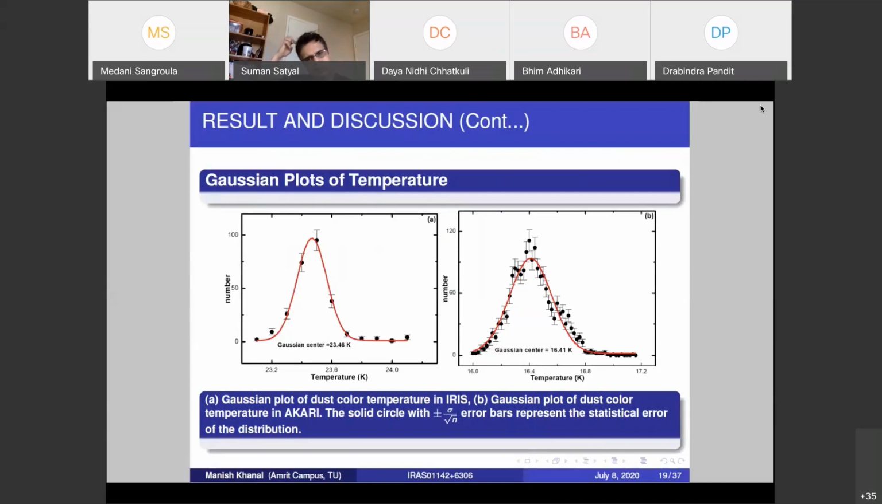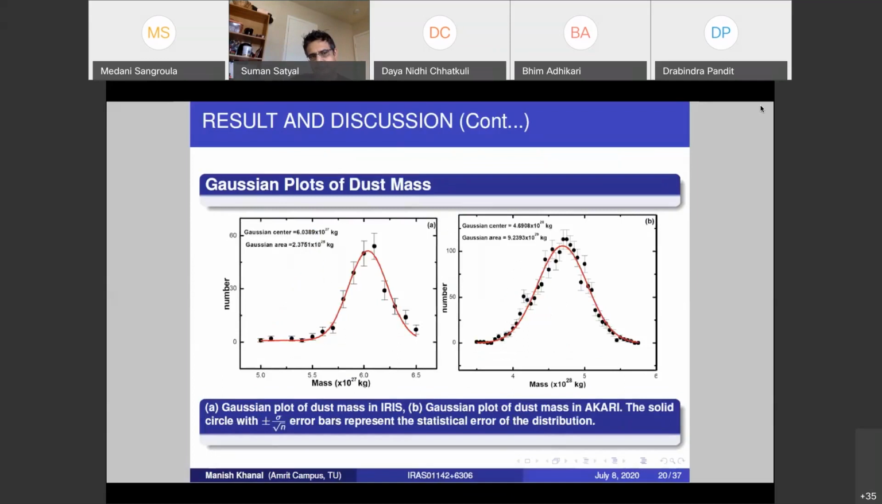For Gaussian plots of temperature and dust mass, we have used Origin 5. To study thermal equilibrium, we study Gaussian distribution of dust color temperature. Since the temperature shows good agreement with Gaussian, we can see that our region of interest is in local thermodynamic equilibrium in both surveys. And hydrodynamic equilibrium can be studied through Gaussian distribution of dust mass. In both surveys, most of the dust mass is near the average dust mass. We can see that it shows a good agreement with Gaussian.